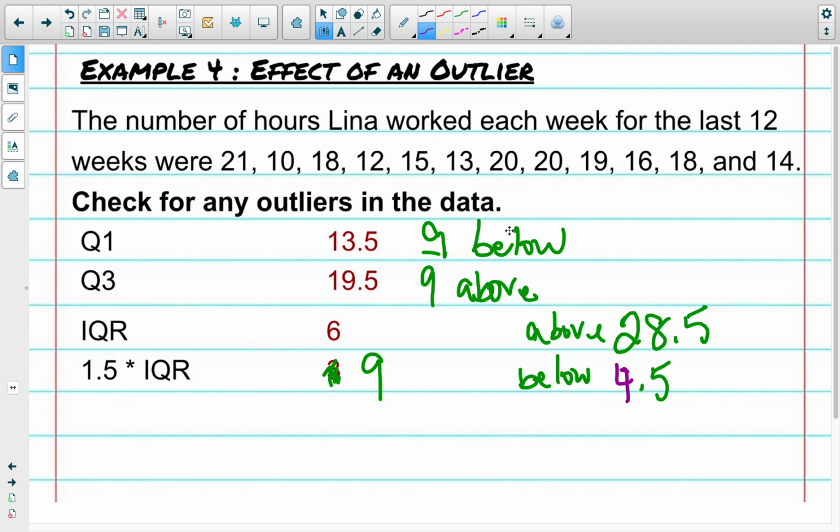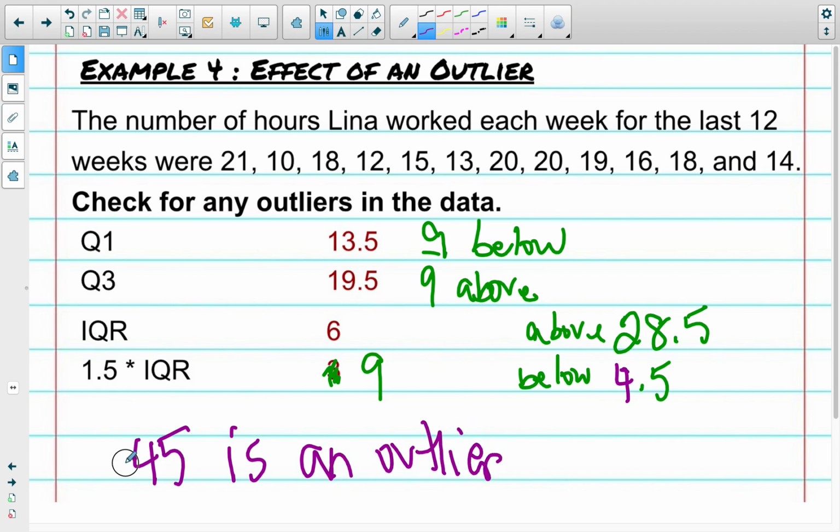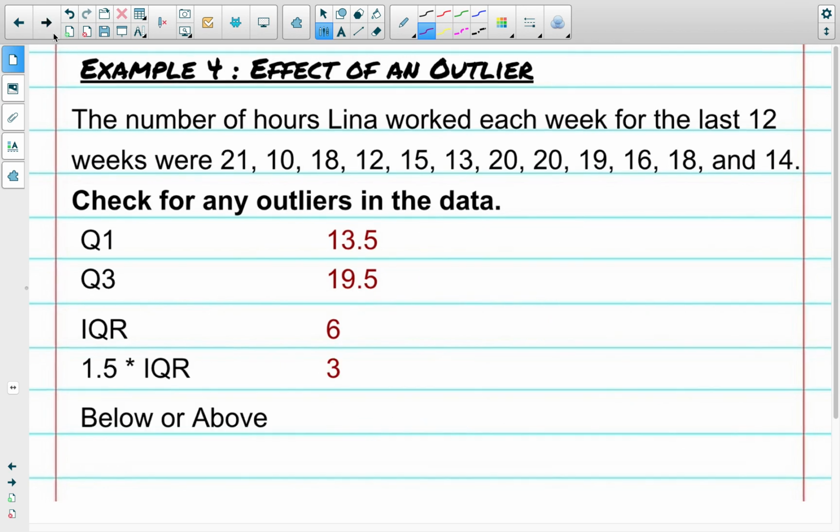Then we check our data set and see, are there any numbers above 28.5 or below 4.5? And we look and see no. So we don't have any outliers in here, but if we did, for example if 45 were included in the data set, we would say 45 is an outlier. We don't have any outliers, so that's not going to happen here. Okay, that is all.